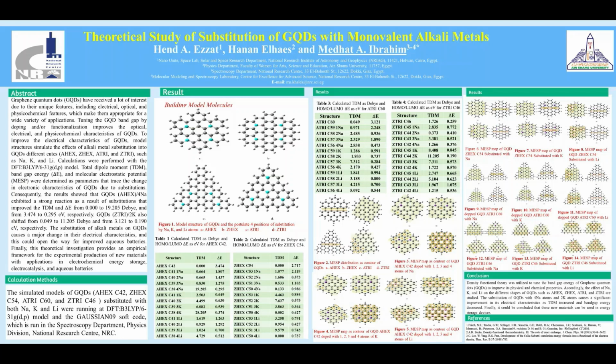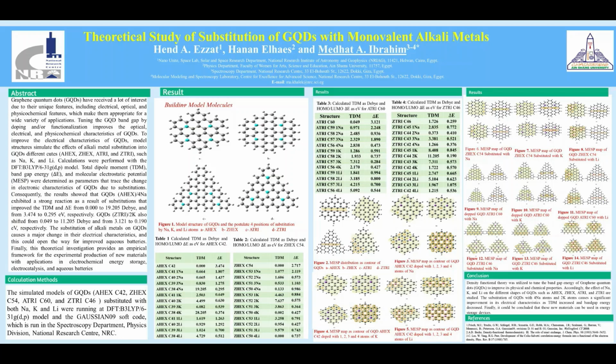Graphene quantum dots have received a lot of interest due to their unique features, including electrical, optical, and physicochemical features, which make them appropriate for a wide variety of applications. Tuning the graphene quantum dots band gap by doping and/or functionalization improves the optical, electrical, and physicochemical characteristics of graphene quantum dots. To improve the electrical characteristics of graphene quantum dots, model structures simulate the effects of alkali metals such as sodium, potassium, and lithium substitution on graphene quantum dots in different shapes, including armchair hexagonal, zigzag hexagonal, armchair trigonal, and finally zigzag trigonal.